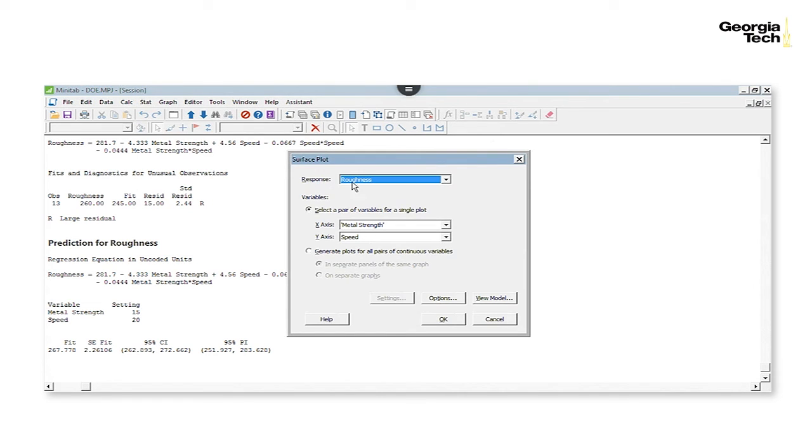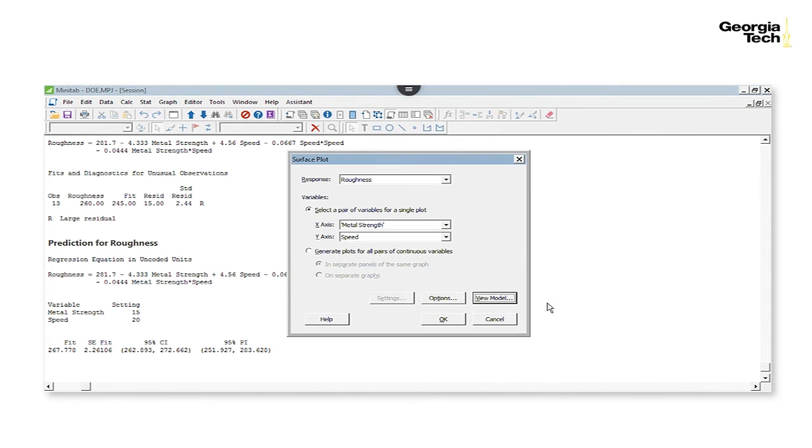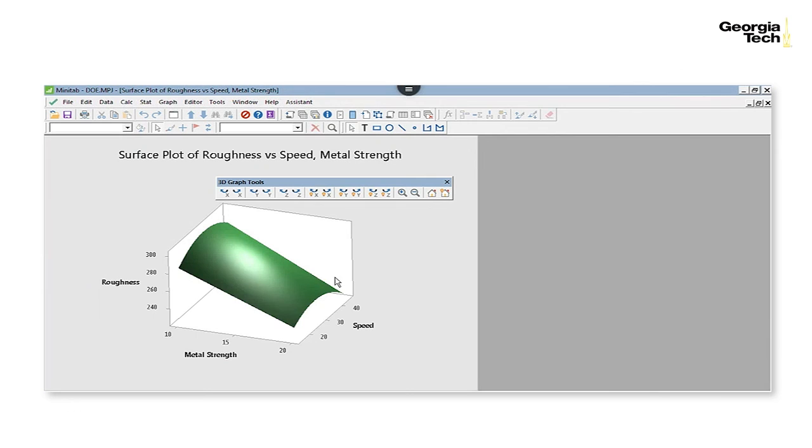I use surface plot. It's a 3D plot actually, which shows the relationship between roughness and the two factors that I have. And for the view model, the model that we are using is the quadratic model. Then I push the OK button. As you can see, on the z-axis I have roughness, on the x and y axes I have metal strength and speed. And as you can see, it's a quadratic term. If I want to maximize it, that would be the point. If I want to minimize it, either this or this is going to be the point that we are interested in.